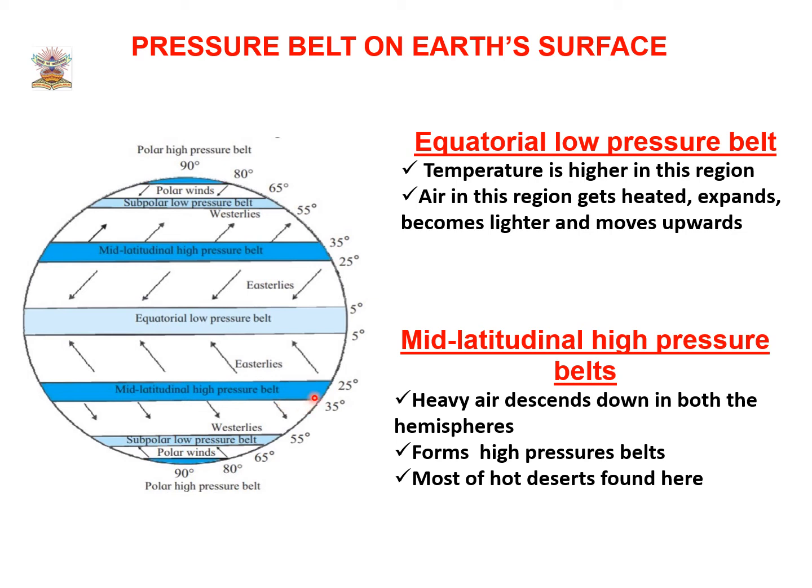And children, here the air is very dry. The pressure is high and it is very dry, so there is no rainfall over here. And in this region mostly you will find the hot deserts. Okay, the deserts of the earth are found here in the mid latitudinal high pressure belt.